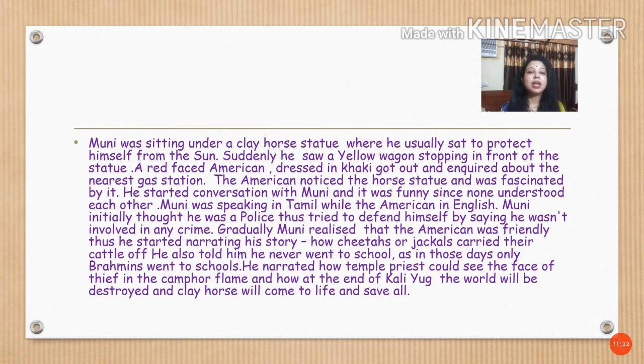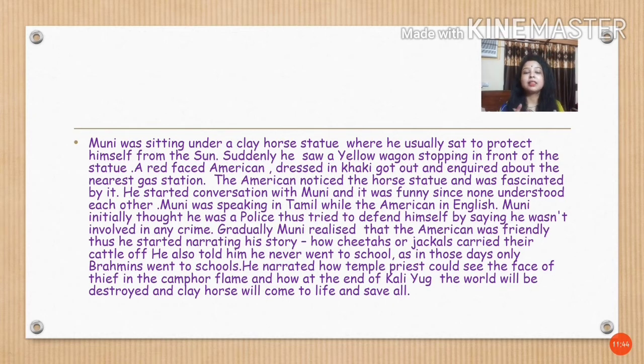He also narrated how the temple priest could see the face of the thief in the camphor flame. So he said that the priest of his village could actually detect the face of the thief in the fire of camphor. And how at the end of Kali Yuga the world will be destroyed and the clay horse will come to life and save all.